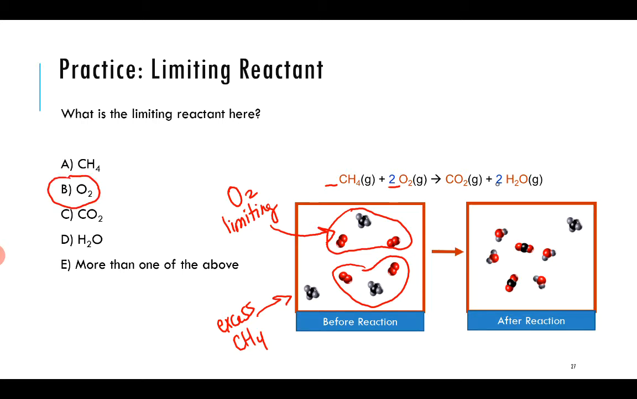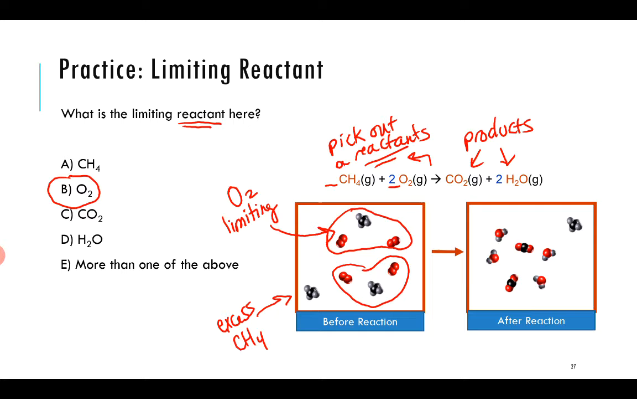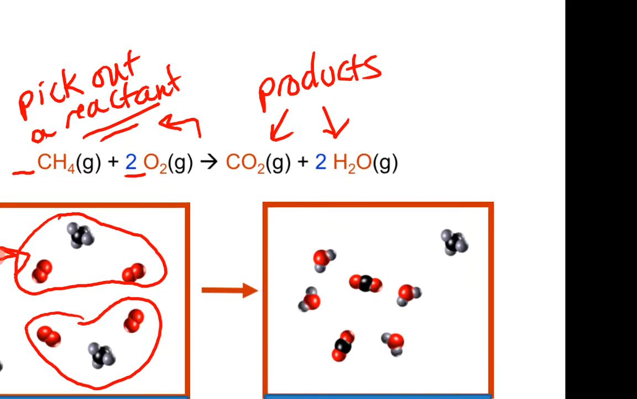CO2 and H2O are both products. If you're trying to pick out the limiting reactant, you have to stay on the reactant side of the equation. So you have to pick out a reactant. Never pick one of the products, because the question is asking for a limiting reactant.